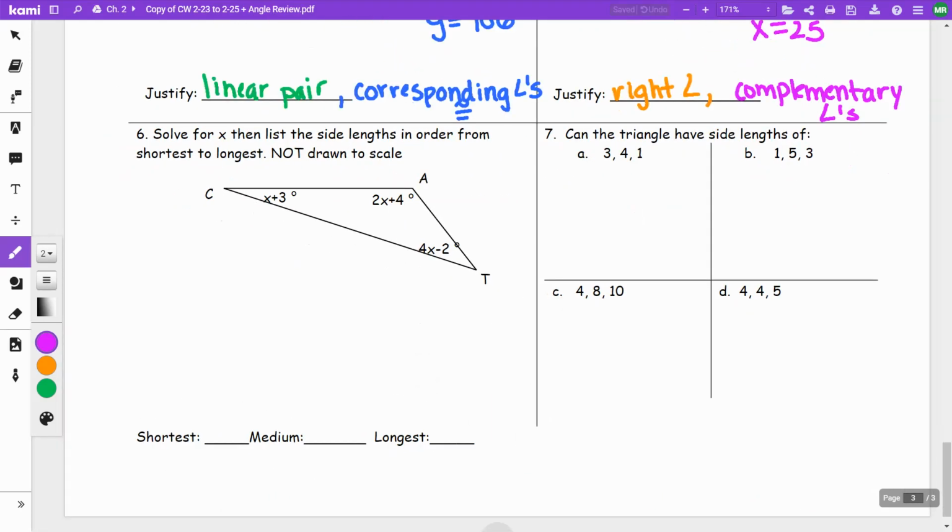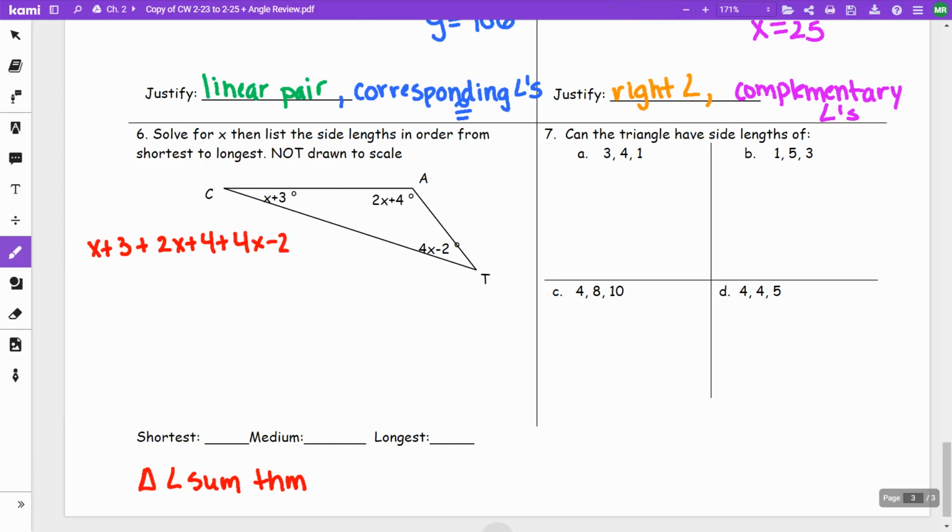Now, on this next part, they want us to solve for x, then list the side lengths in order from shortest to longest. And they said it's not drawn to scale. So I know that if I take all 3 angles in here, they have to add to 180 degrees. The reason is the triangle angle sum theorem. That states that the angles in a triangle add to 180. So I'm going to have x plus 3 plus 2x plus 4 plus 4x minus 2 equal 180.